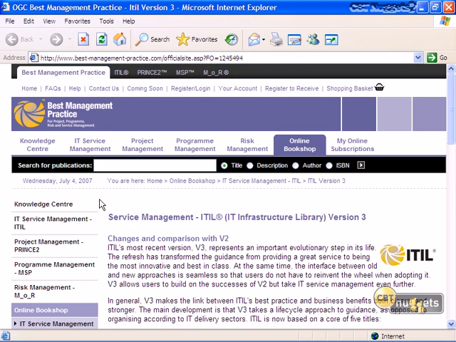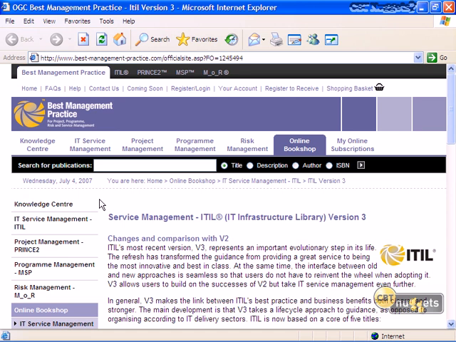Now we'll talk more about those 5 publications here in a moment, but realize, just like ITIL version 2, ITIL version 3 has some complementary and web-based materials, and the best way to stay on top of that, any new white papers or new web-based publications, is to go to the Best Management Practice website.